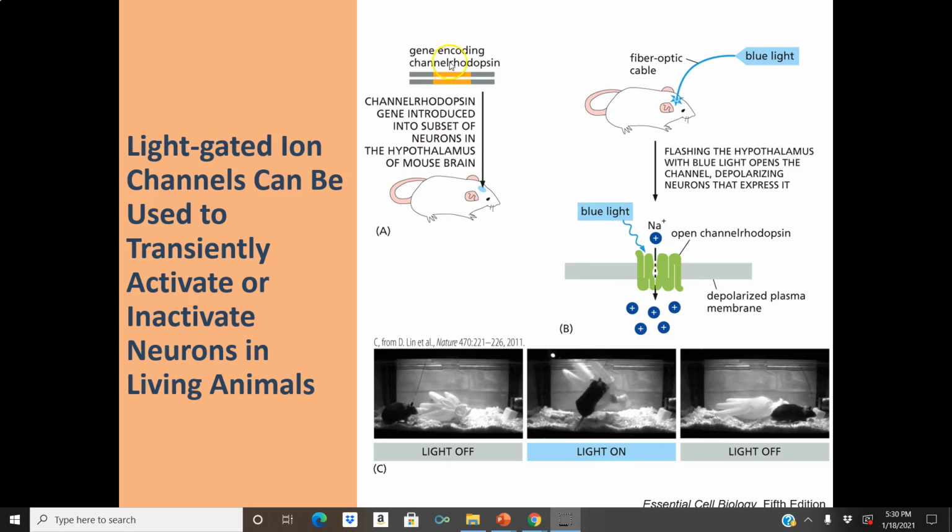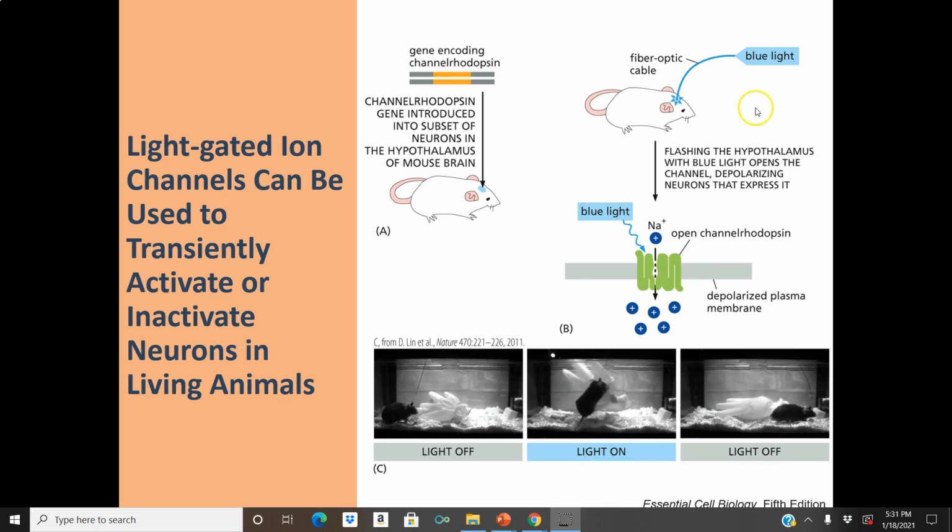In this case, a gene encoding channelrhodopsin was introduced into some of the neurons in the hypothalamus of the mouse brain. Now, this particular gene is going to get activated when you introduce blue light to it. And they did that by, it is a little bit invasive, I guess, because they are actually using a fiber optic cable that's implanted into the animal's brain to expose it to blue light.